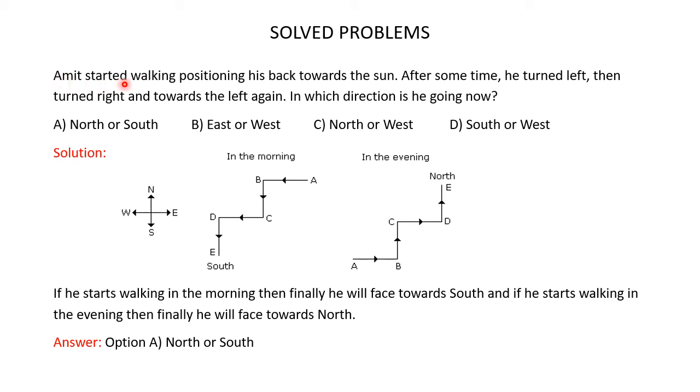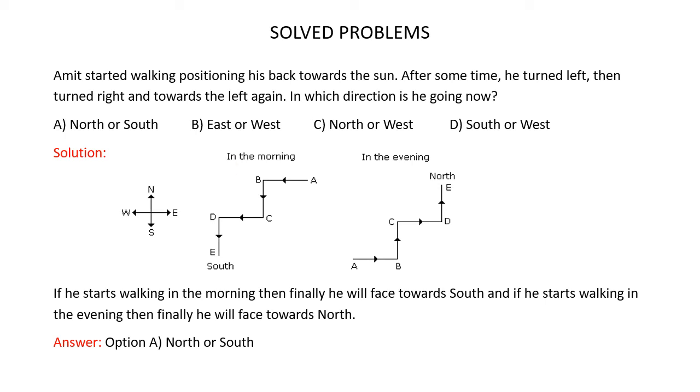Amit started walking, positioning his back towards the sun. After some time, he turned left, then turned right, and then towards the left again. In which direction is he going now? You are given 4 options here and you have to find out which of these options is the correct one. Now it's given that Amit started walking, positioning his back towards the sun, but we do not know whether Amit started walking in the morning or in the evening. So let's consider both scenarios and draw diagrams based on the information given in the question.